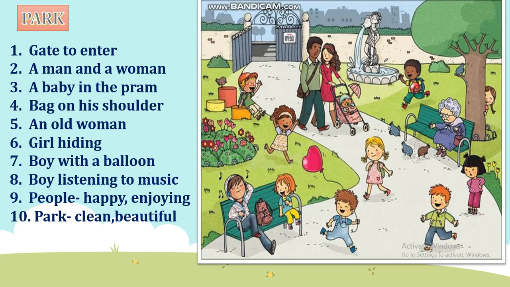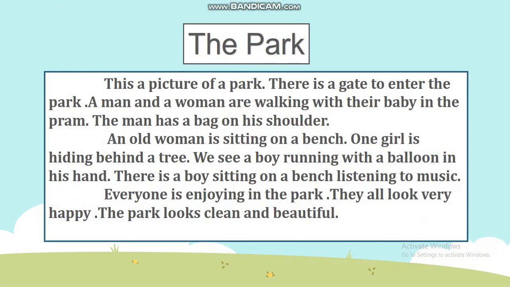So children, here is the picture composition. I will read it for you all. The park. This is a picture of a park. There is a gate to enter the park. A man and a woman are walking with their baby in the pram. The man has a bag on his shoulder. An old woman is sitting on a bench.